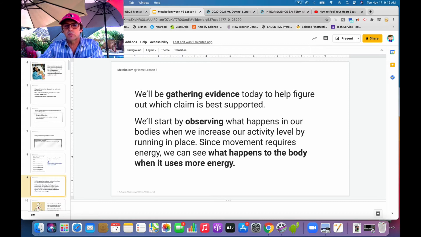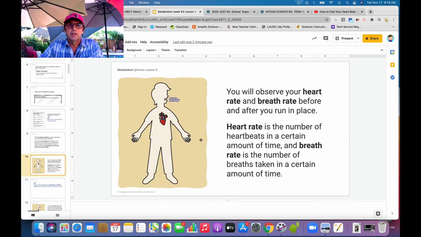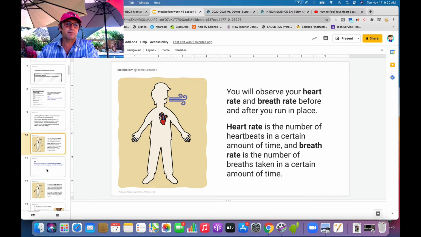We'll start by observing what happens in our bodies when we increase our activity level by running in place. Since movement requires energy, we can see what happens to the body when it uses more energy. You will observe your heart rate and breath rate before and after you run in place. Heart rate is the number of heartbeats in a certain amount of time, and breath rate is the number of breaths taken in a certain amount of time.